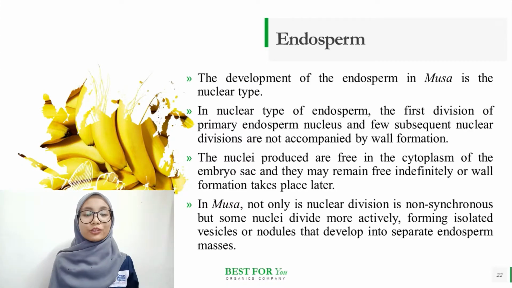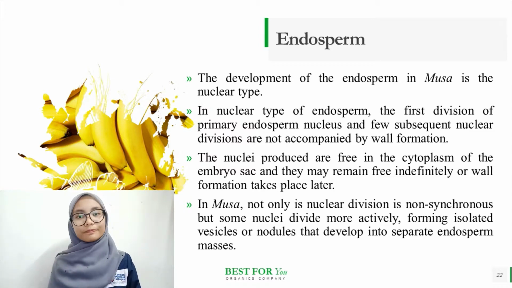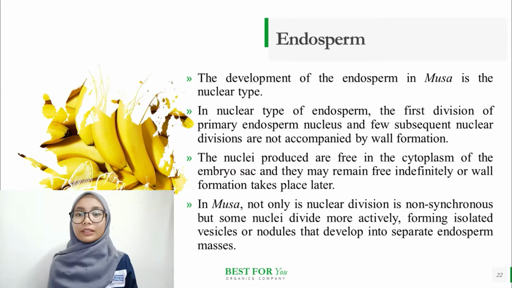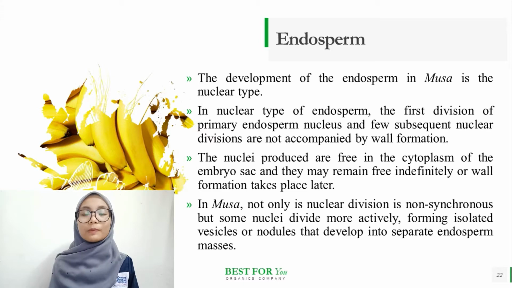The development of endosperm in Musa is the nuclear type. In nuclear endosperm, the first division of the primary endosperm nucleus and a few subsequent nuclear divisions are not accompanied by wall formation. The nuclei produced are free in the cytoplasm of the embryo sac, and they remain free indefinitely, or wall formation takes place later. In Musa, not only is nuclear division non-synchronized, but some nuclei divide more actively, forming isolated vesicles or nodules that develop into separate endosperm masses.